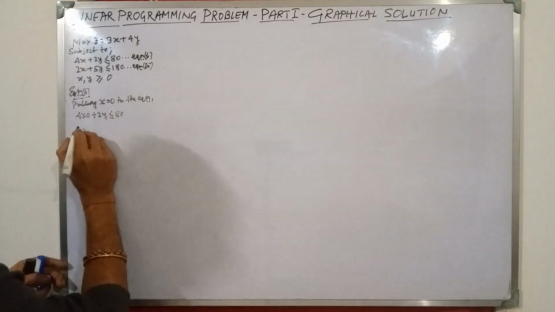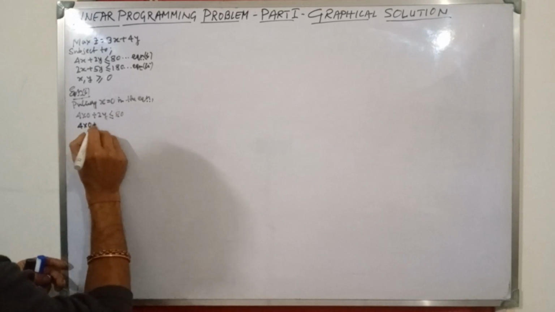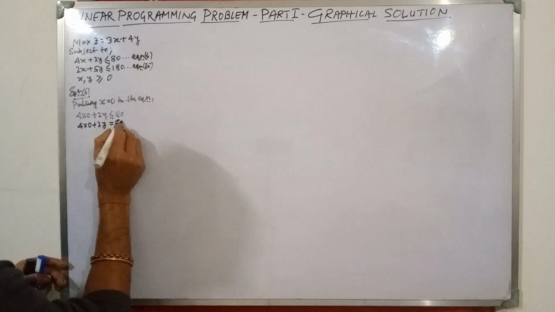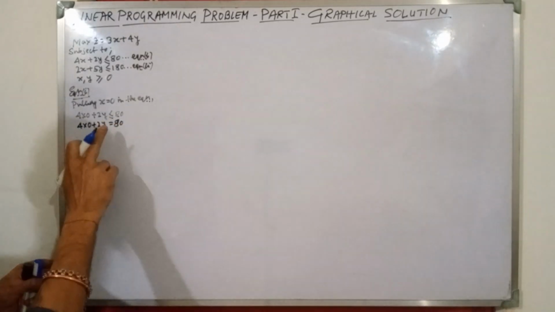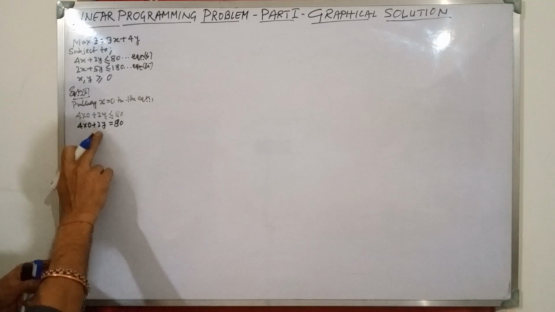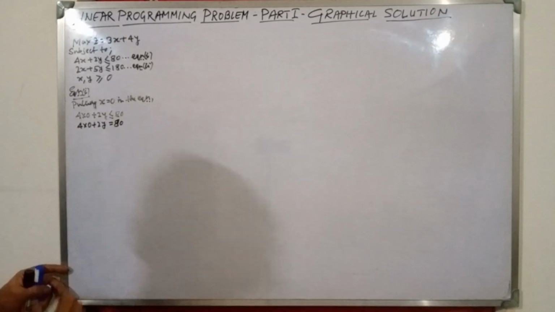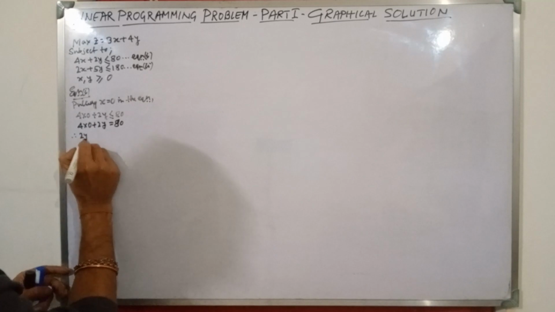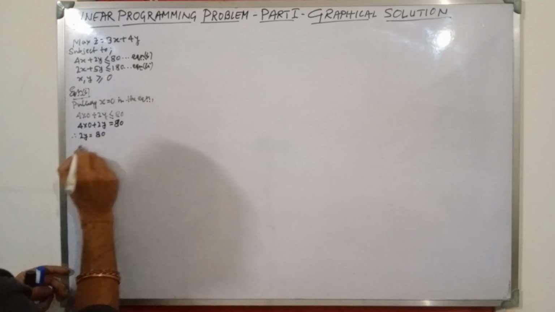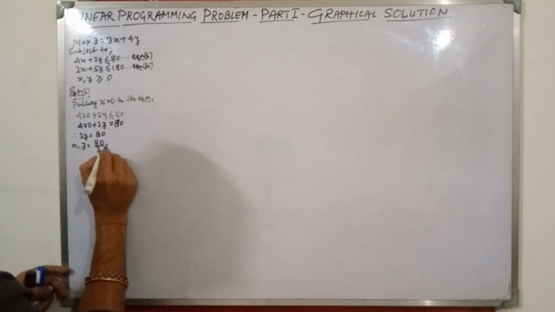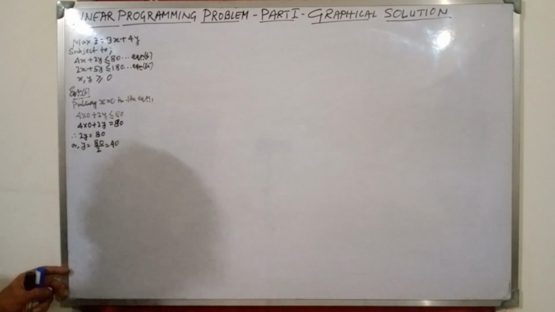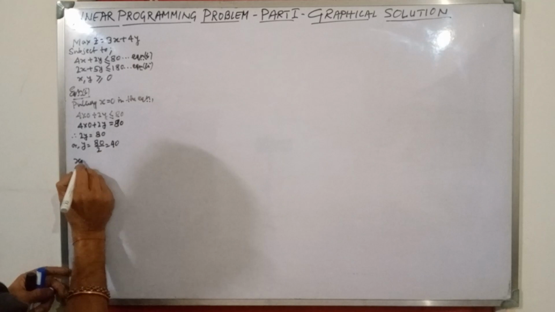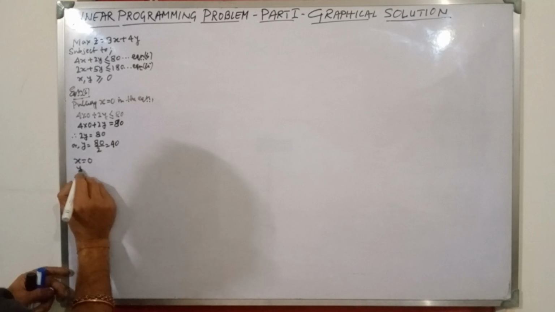You can write this also like 4 into 0 plus 2 into y equals 80. While solving the problem, for all practical purposes, you can consider this 4 into 0 plus 2y is equal to 80. Therefore, 2y equals 80 or y equals 80 by 2 equals 40. So we get one set of values, that is x equals 0, y equals 40.